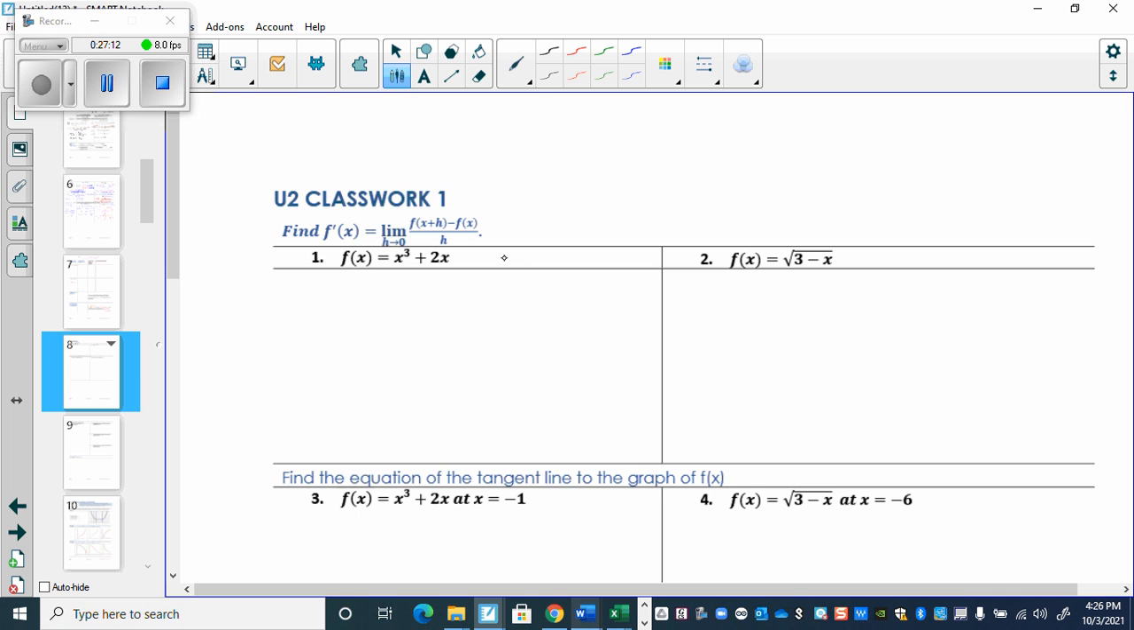But the classwork is pretty much the same. It's like using the difference quotient and then finding a point of tangency using the original function, finding the slope using the derivative, finding the equation of the tangent line using that slope gotten by the derivative and that point of tangency gotten by the function f of x.